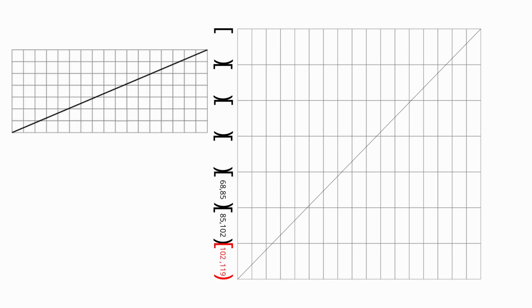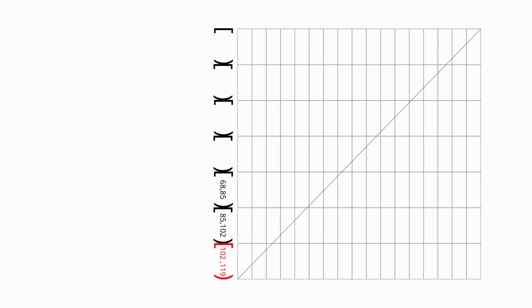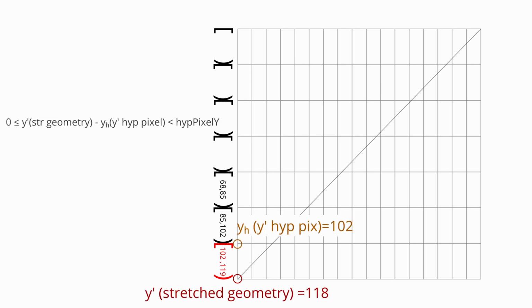I can determine which pixels belong to the line because if I take an arbitrary pixel and calculate its hypothetical version, the stretched version, the difference between the y-coordinate of the discrete element of the hypothetical line, the one from 0, 118 to 118, 0, and the y-coordinate of the hypothetical pixel must be positive and strictly less than the pixel's height.